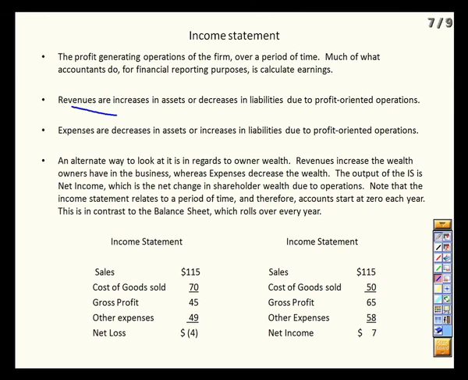What happens when we actually do the work? We no longer owe our customer as much work as we did before. So there we see the decrease in the liability associated with revenue generation. Expenses, on the other hand, are decreases in assets or increases in liabilities due to those same profit-oriented operations. These are the costs of generating revenues.